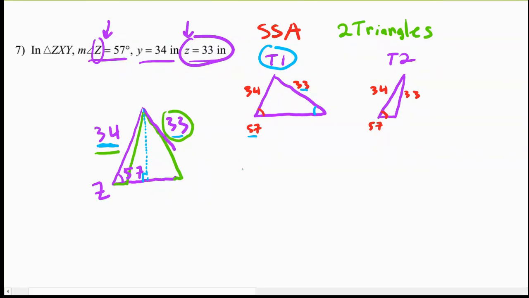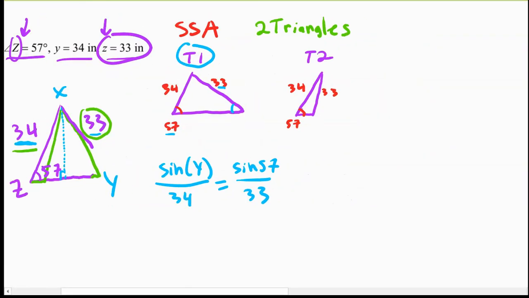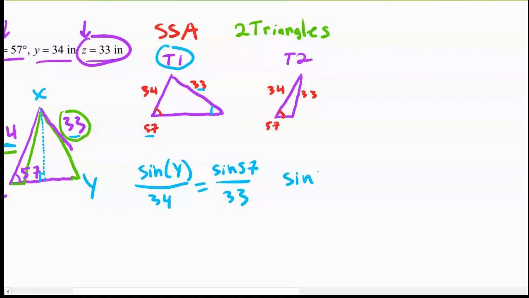So I have the sine of the angle that I'm looking for, which I should probably use the correct letter here. When I'm looking back over here, that's going to be y. So sine of angle y over 34 equals sine of 57 over 33. When I solve this, I multiply both sides by 34. So I get sine of y equals 34 times sine of 57 over 33.